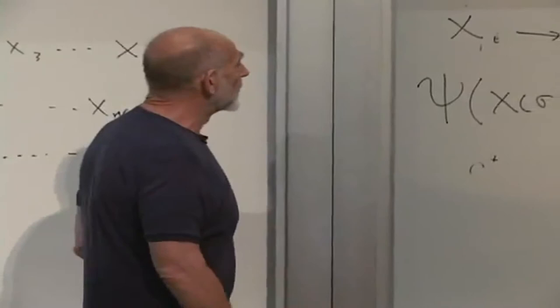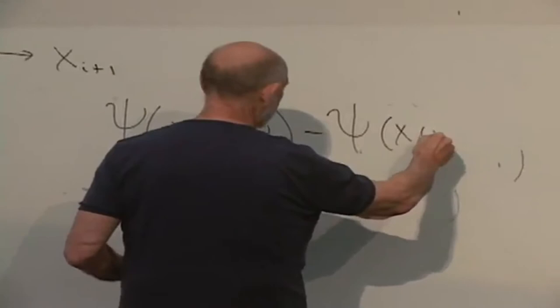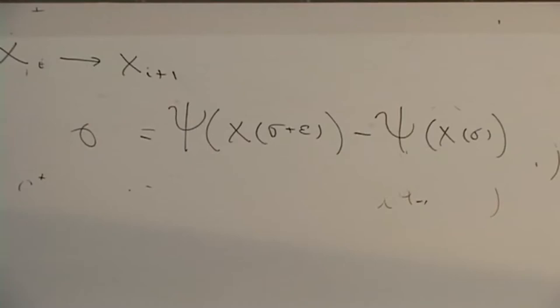Let me rewrite it by writing psi of x of sigma plus epsilon minus psi of x of sigma equals 0. It's a small change in the wave function if I make this little change where every x goes to the x at the neighboring position.